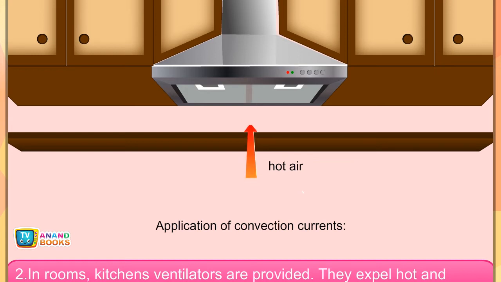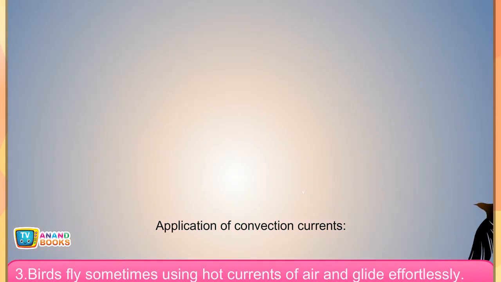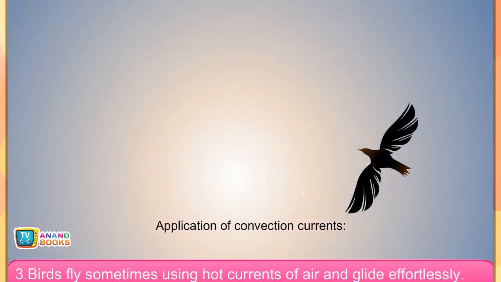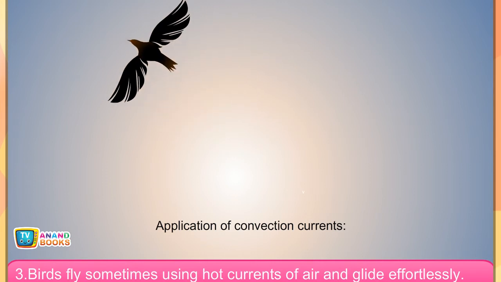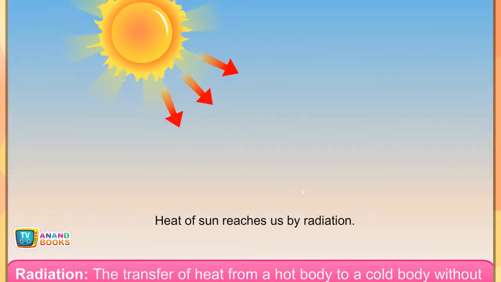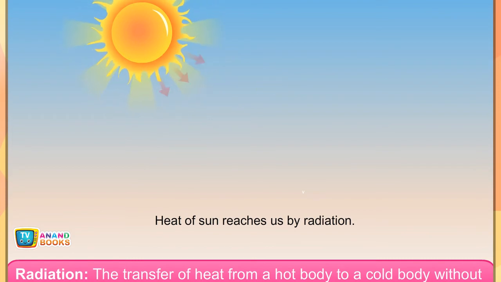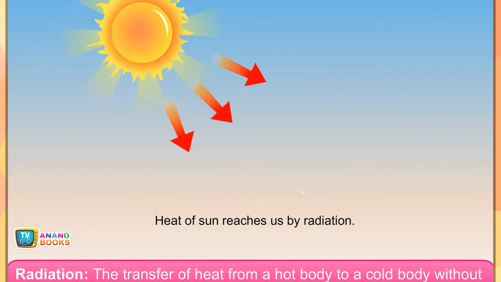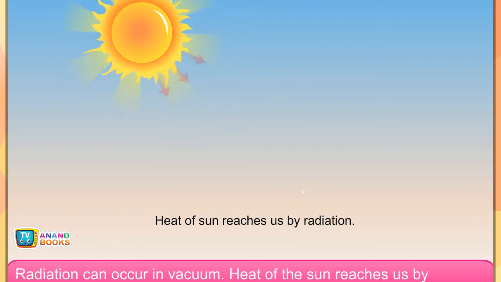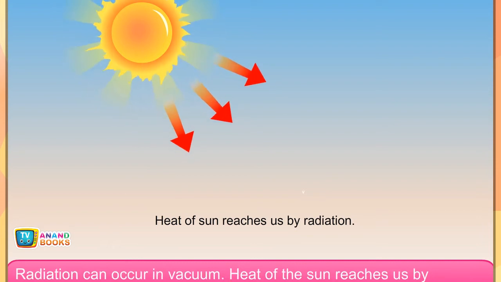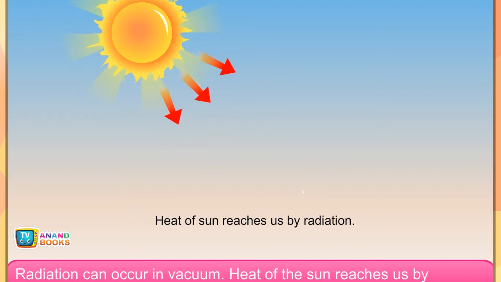They expel hot and lighter air, so cold air enters through the doors and windows. Number 3. Birds fly sometimes using hot currents of air and glide effortlessly. Radiation. The transfer of heat from a hot body to a cold body without the help of any medium is called radiation. Radiation can occur in vacuum.